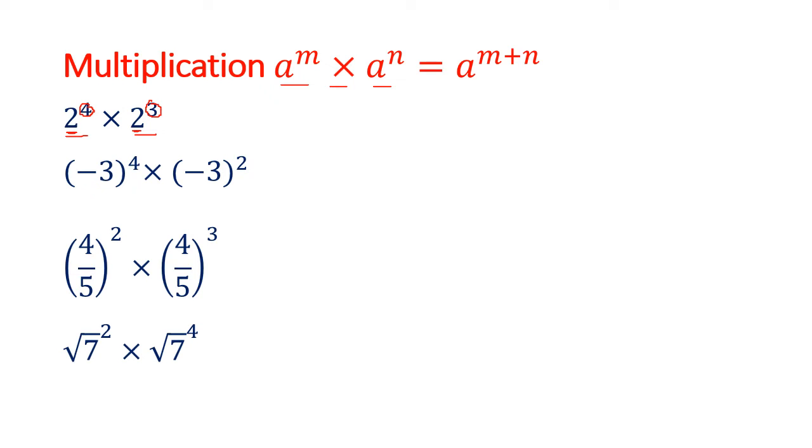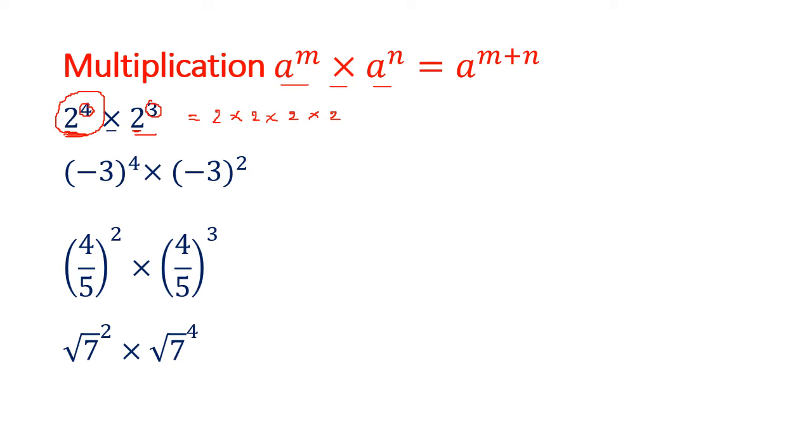Now what is the meaning of 2 raised to 4? 2 raised to 4 means 2 is repeatedly multiplied 4 times. That is 2 into 2 into 2 into 2. You can see this 2 raised to 4 is 2 multiplied repeatedly 4 times.